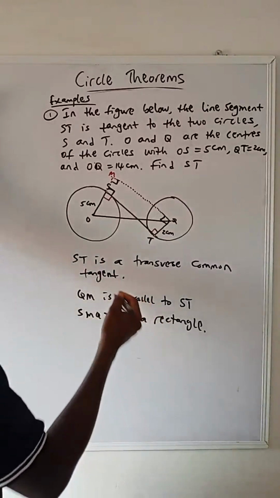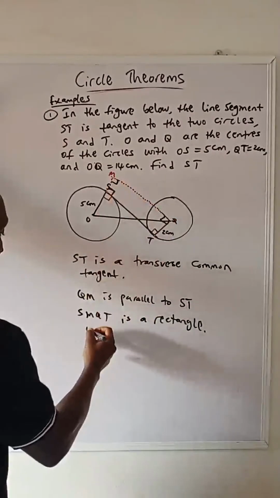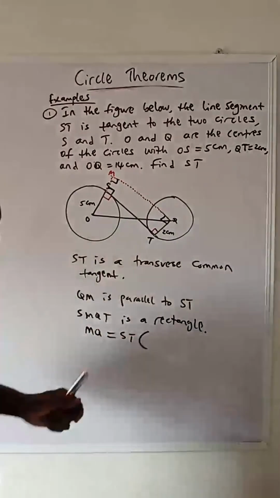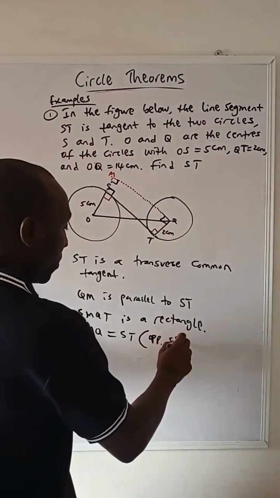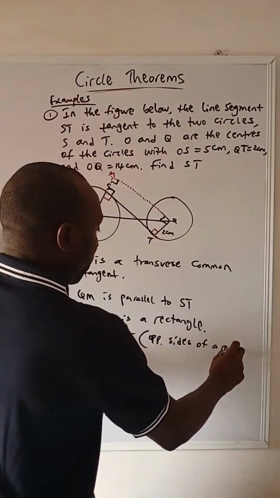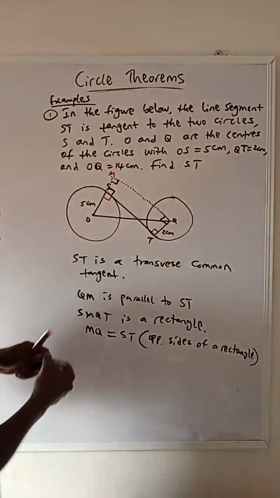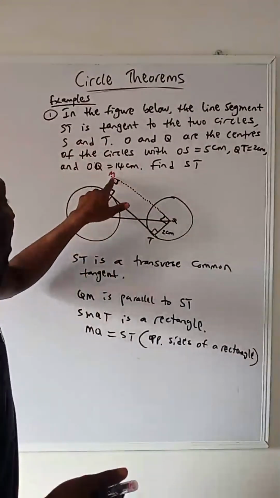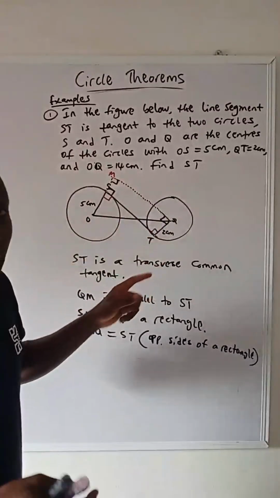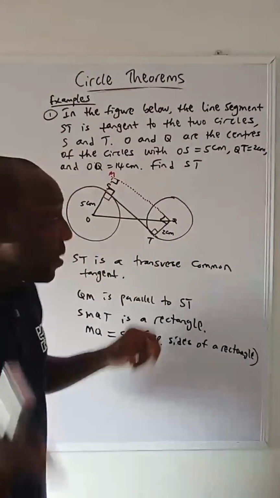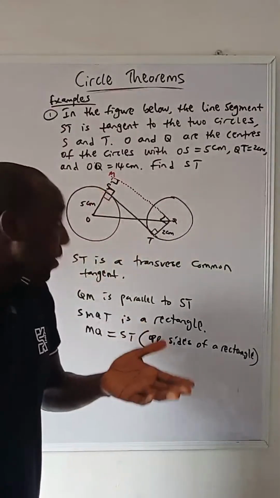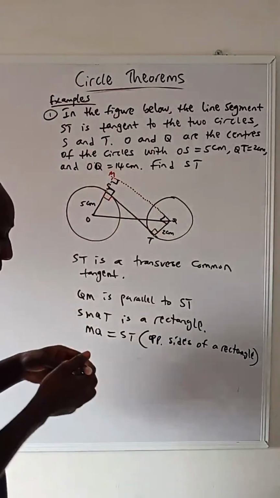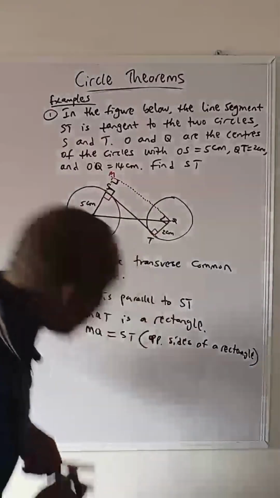If that's a rectangle, it also means that MQ is equal to ST. And why is this so? Opposite sides of a rectangle are equal. Okay, very good. So if I can get MQ, whatever MQ is will be the same thing as ST, because they are opposite sides of a rectangle. Hope that's making sense now. Beautiful. So let's continue.